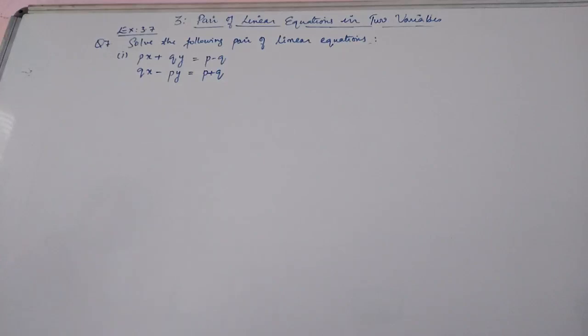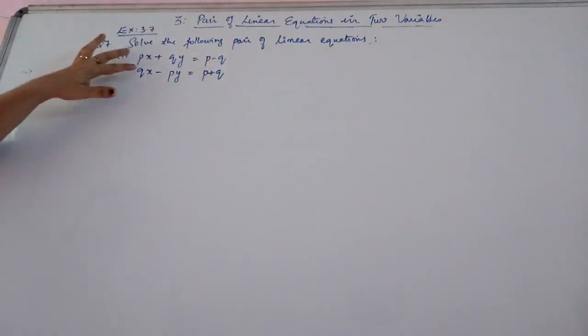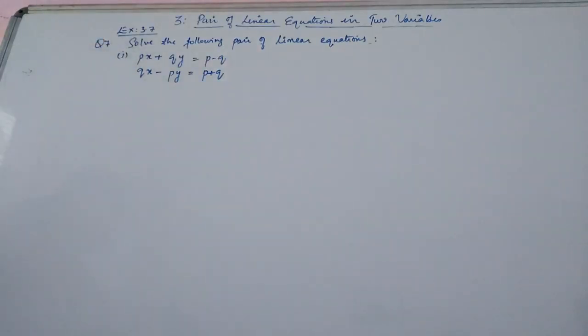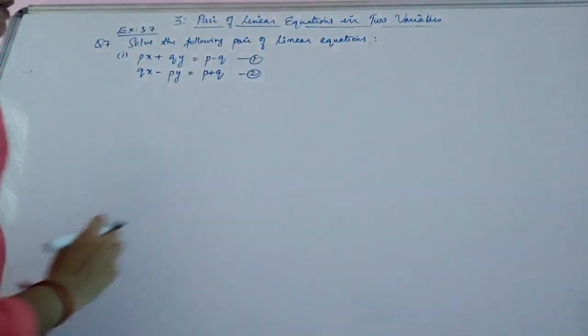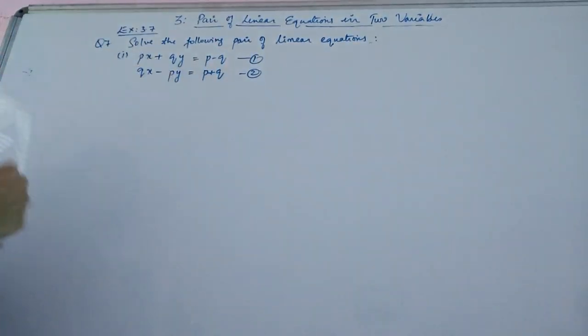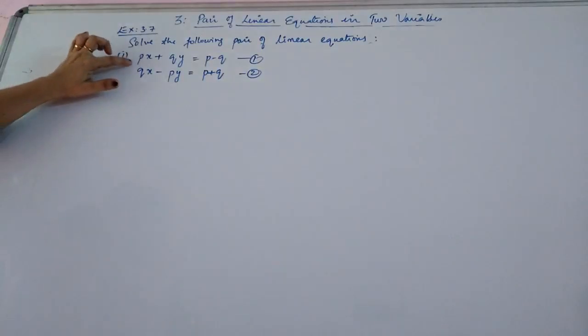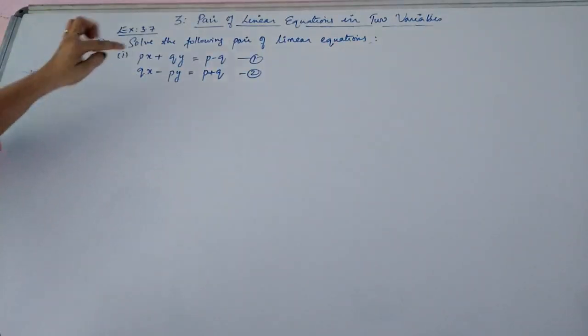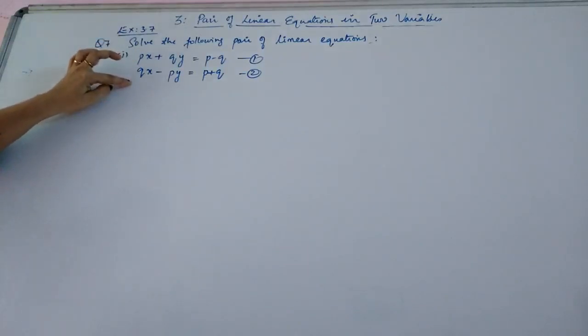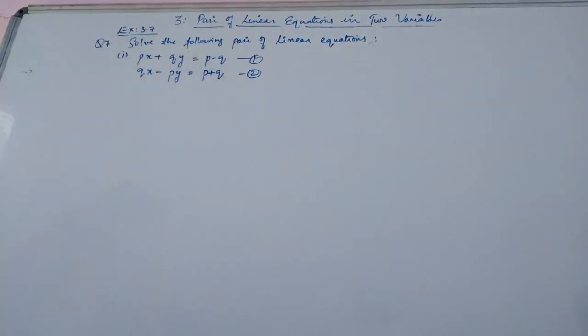q. So what we are doing is we are just making the coefficient of one of the variables the same. So suppose this is your first equation, this is your second one. We are just multiplying the first equation with q and the second equation with p. Then what will the coefficient of x be? When we multiply with q, this will become qpx, and when we multiply the second equation with p, we will get pqx. So both have the same coefficient, and since they have the same sign, when we subtract them, this will go and you will get the value of y.